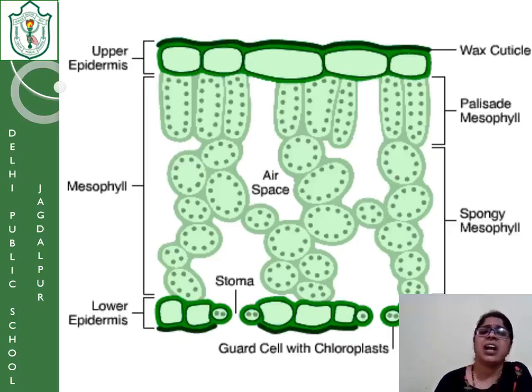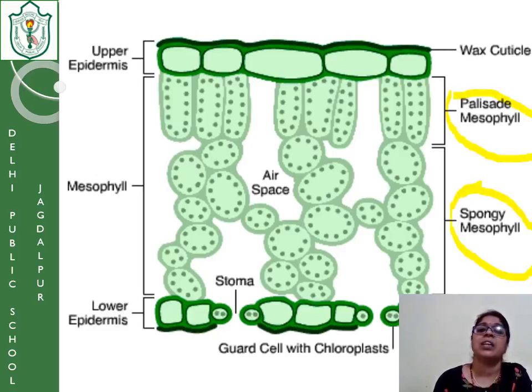Now you can see that next to the upper epidermis, there is a big row of cells. Different types of cells are present. They are called mesophyll cells. Mesophyll cells are, you can say, differentiated, specialized types of cells. Why are they specialized? I will tell you. You can see that there are two types of mesophyll cells. One is the palisade mesophyll and the second one is the spongy cells.